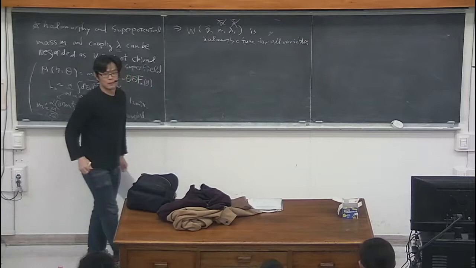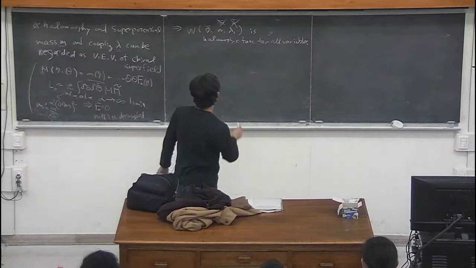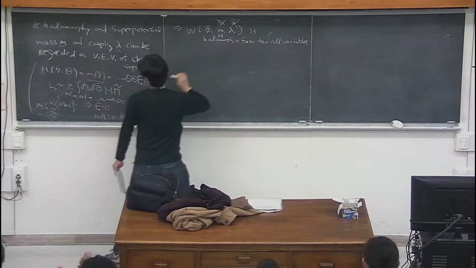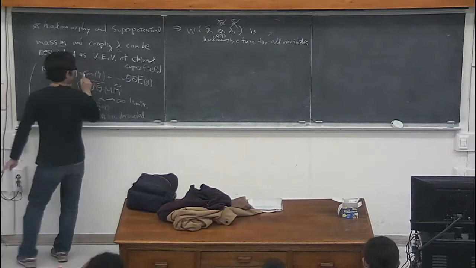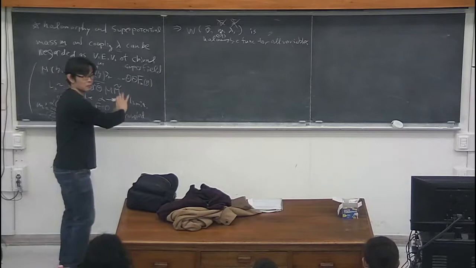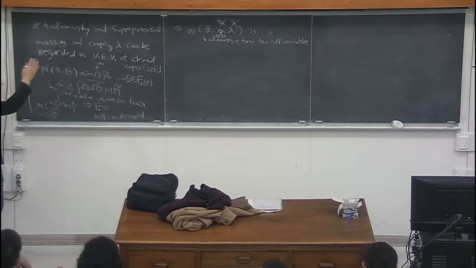M is introduced as a superfield. Because of this argument, we can replace this with the VEV of M, and other fields can be decoupled, with F equal to zero. So in the alpha to infinity limit, this theory becomes our original theory with coupling constants m and lambda.